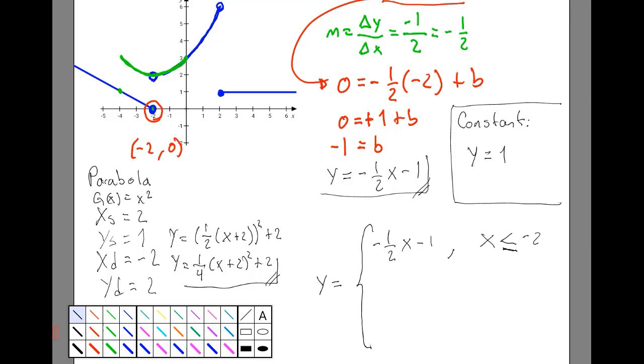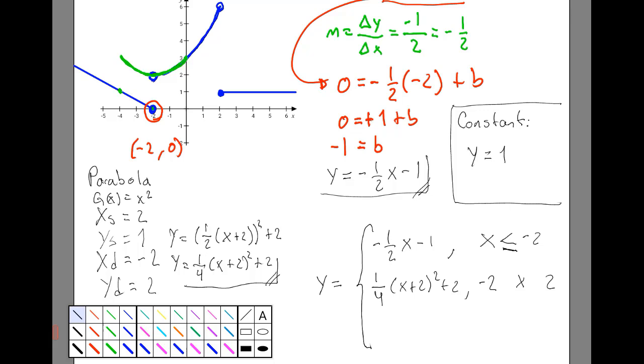Why? Because here the dot is included. So that's why we have an equal. Now let's write the second function, that is the parabola, 1/4 (x + 2)^2 + 2, comma, and the interval in this case is from negative 2 up to 2.